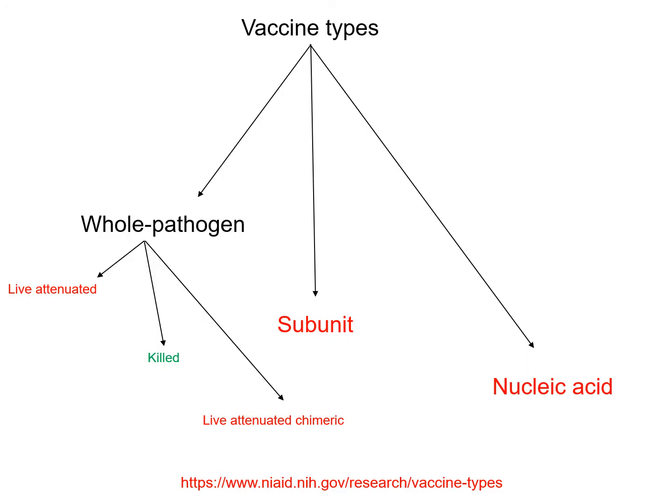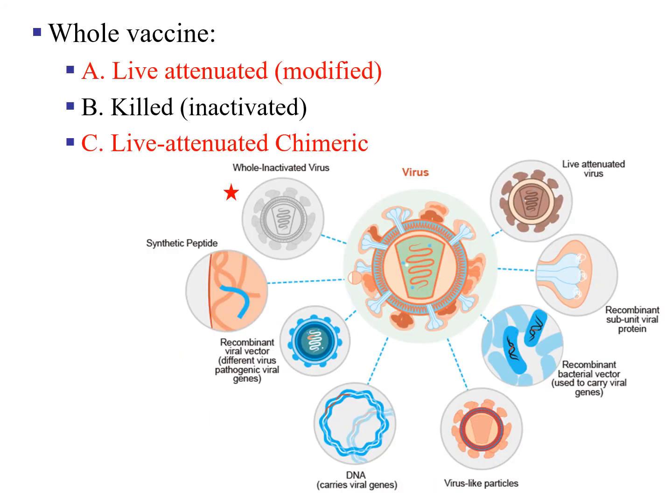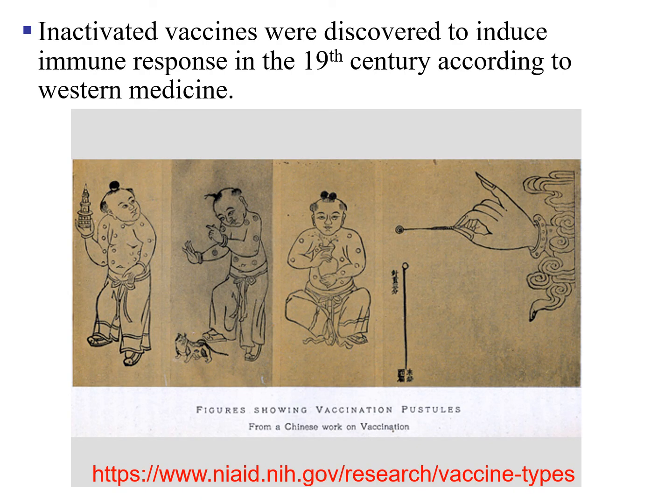So we're done with live attenuated. Now we will look at killed. The killed vaccine is going to be inactivated. Inactivated vaccines were discovered to induce immune response in the 19th century, according to Western medicine. But we now know that the Africans and the Asians were experimenting with this hundreds of years prior.